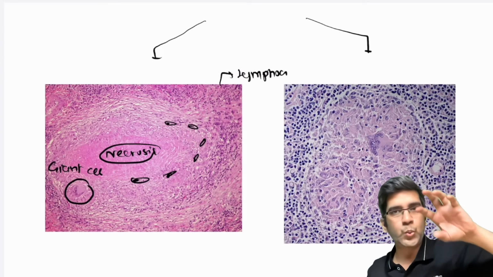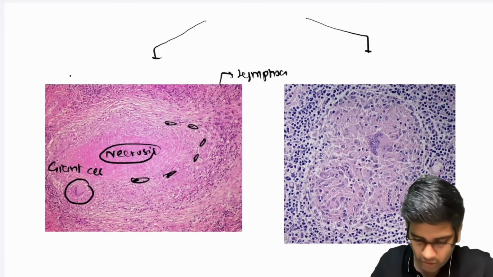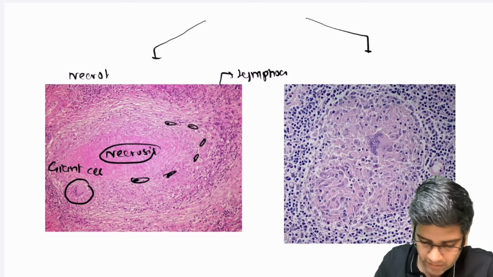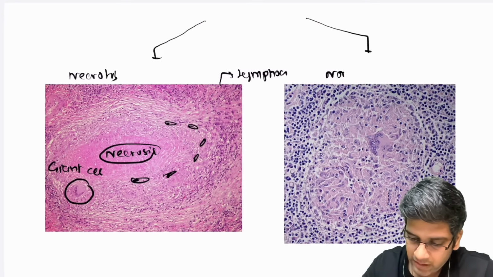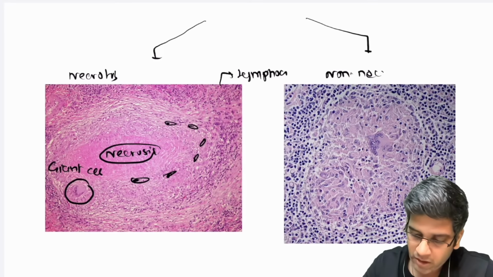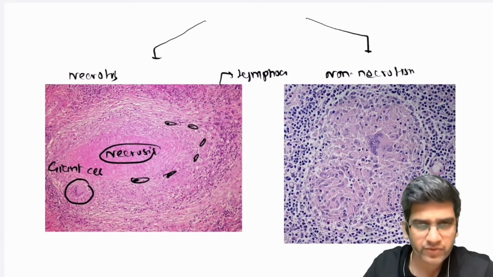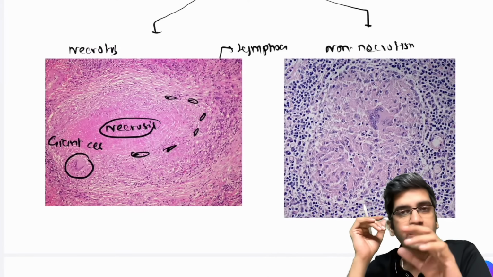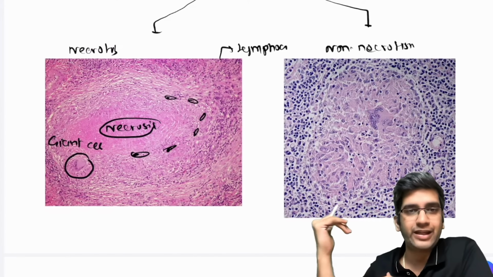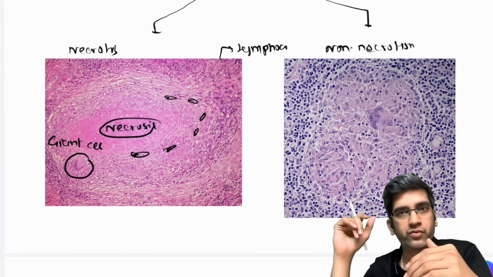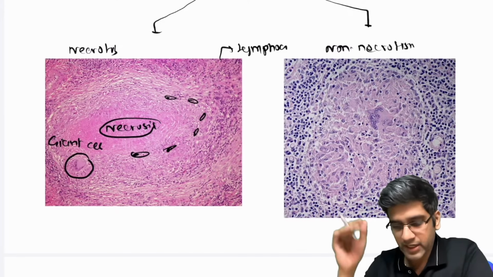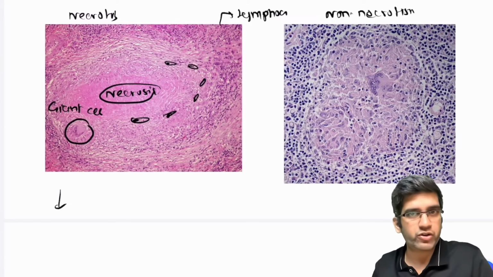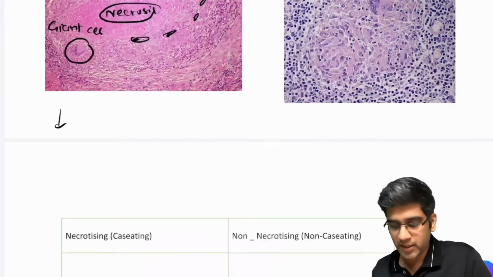Something with the center pink color, necrosis, we call it necrotizing granuloma. Something without the center pink color, we call it non-necrotizing granuloma or non-caseating granuloma. Fine, that's it. The moment we lead to necrotizing, non-necrotizing, next should be the table: what all would be the causes of necrotizing or non-necrotizing? You can write below the diagram only what you have drawn, or put a table and draw it.